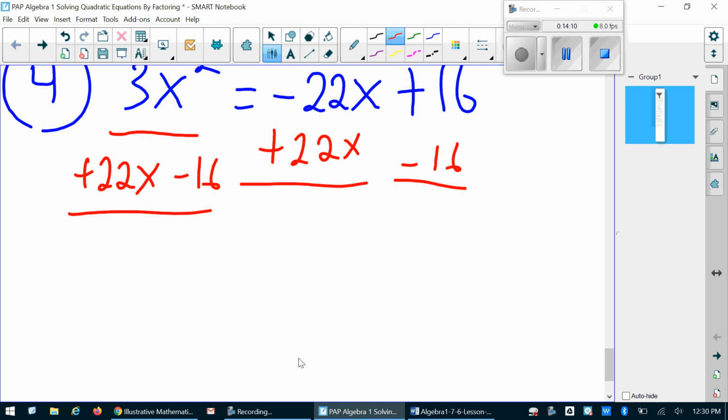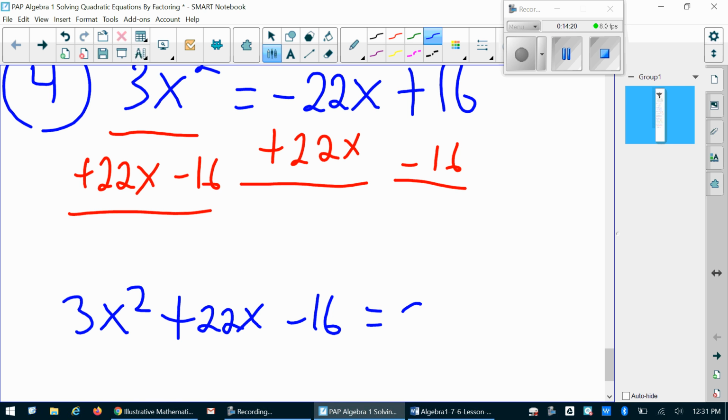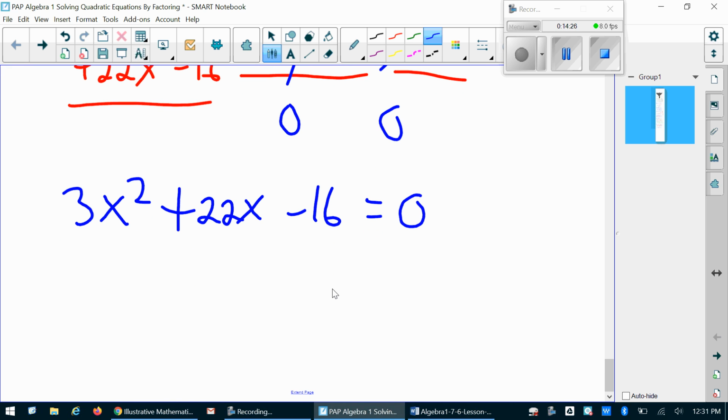So what I should have is 3x squared plus 22x minus 16 equals 0. Those are both 0. All right. I try to pull out a 3. It won't work because 3 doesn't go into 22 or negative 16. So I go ahead and I factor by grouping.